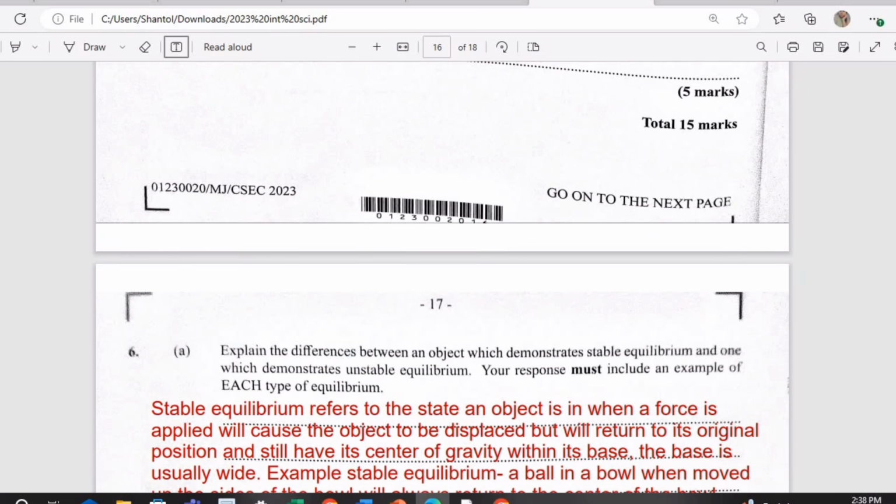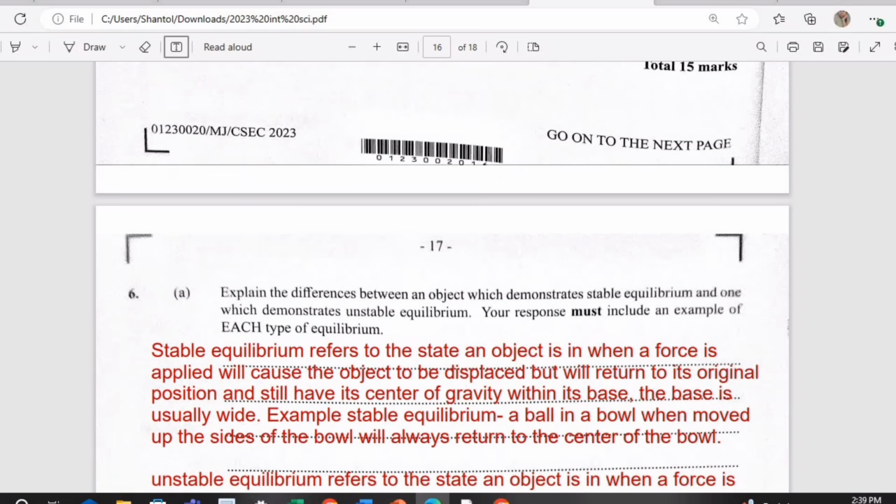Question 6, and this is the final question on the paper. Explain the differences between an object which demonstrates stable equilibrium and one which demonstrates unstable equilibrium. Your response must include an example of each type of equilibrium.